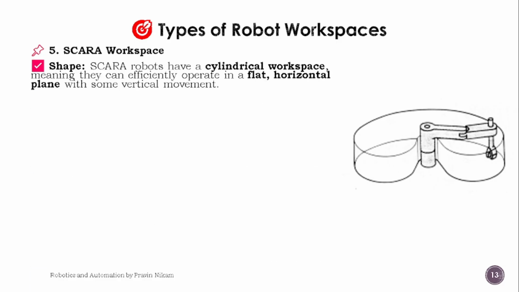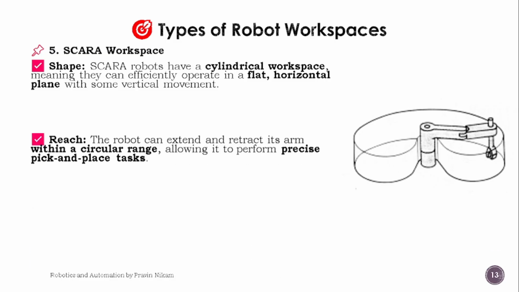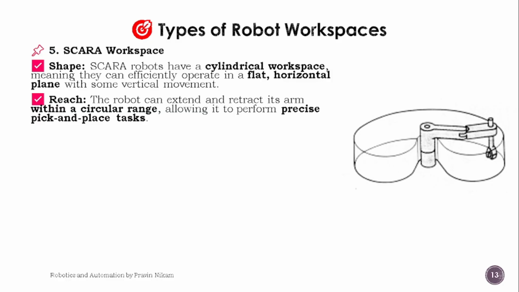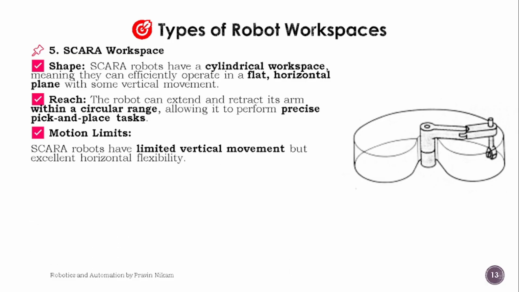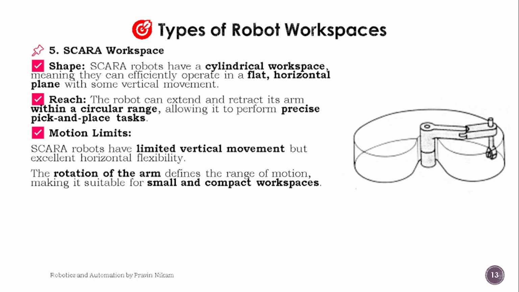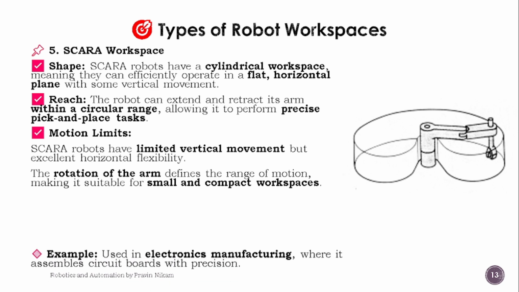Shape: SCARA robots have a cylindrical workspace, meaning they can efficiently operate in a flat horizontal plane with some vertical movement. Reach: the robot can extend and retract its arm within a circular range, allowing it to perform precise pick and place tasks. Motion limits: SCARA robots have limited vertical movement but excellent horizontal flexibility. The rotation of the arm defines the range of motion, making it suitable for small and compact workspaces.